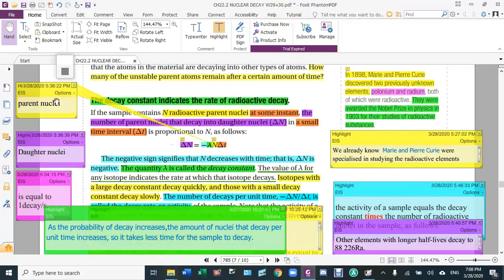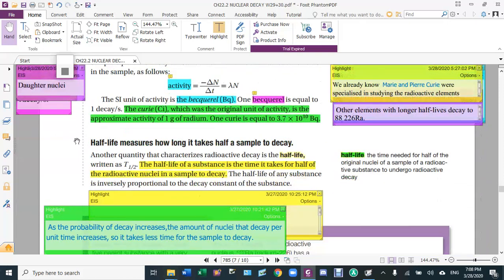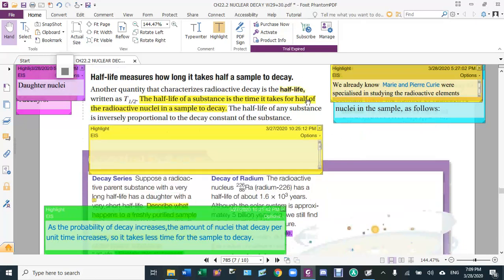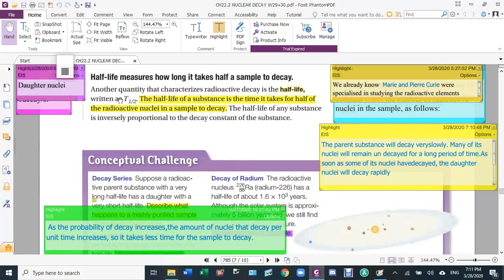After we recognized parent nuclei and daughter nuclei, we will move to the definition of half-life. Half-life is the time needed for half of the original nuclei of a sample of radioactive substance to undergo radioactive decay. And the half-life measures how long it takes a sample to decay. The half-life is written as T half. We can define the half-life of a substance as the time it takes for half of the radioactive nuclei in a sample to decay.